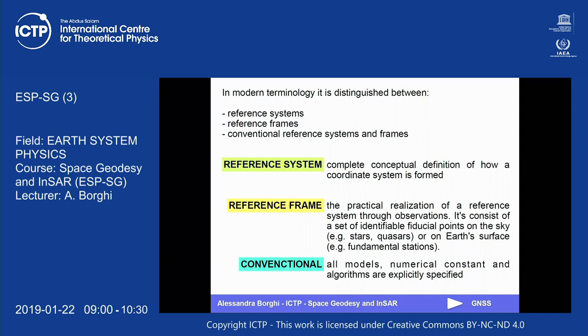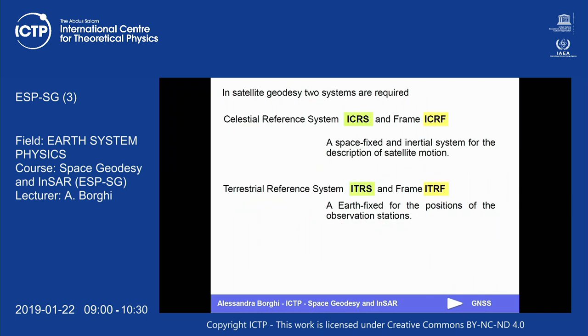We speak about conventional reference system or conventional reference frame because we want all the things related to the frame or to the reference system to be well defined. It can be shared with the other people, like a rule, a convention between the community. So in satellite geodesy, we have two types of system. We need a celestial reference system, ICRS, and frame. You can see the acronyms are more or less the same. When we speak of a system, we put an S. When we speak about a frame, we put an F.